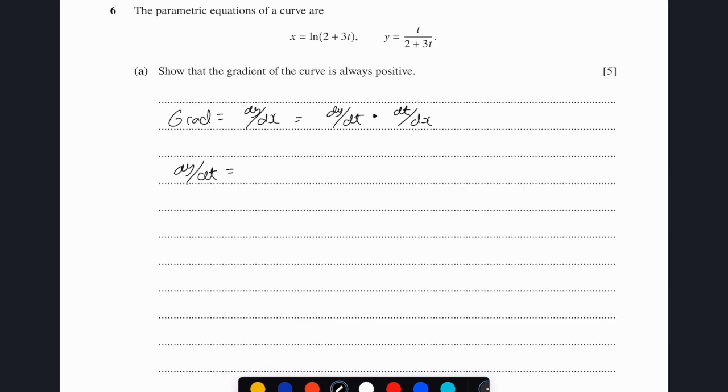Okay, so looking at that, we can say, well, 1 times (2 + 3t) minus 3t over (2 + 3t) squared, okay, because 2 + 3t we set to v. And that's going to give us 2 over (2 + 3t) squared.